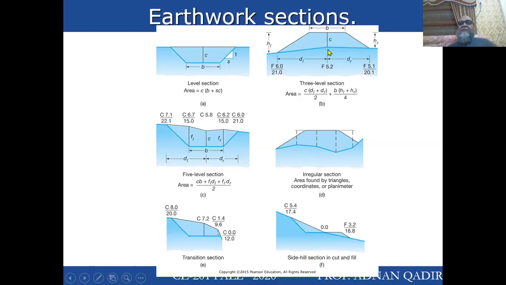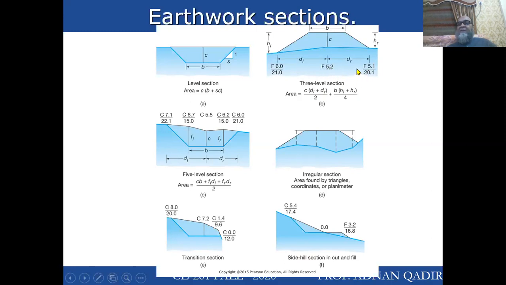So even if this is not given to you, and if you have been given this thing, F6.0, 21, F5.2, F5.1, 20, first of all, you will say this is a three level section, and you will apply this formula. For a three level section, three heights are given to you: 6, 5.2, and 5.1. And obviously, you don't put an underline at this point, because this denotes the center point.